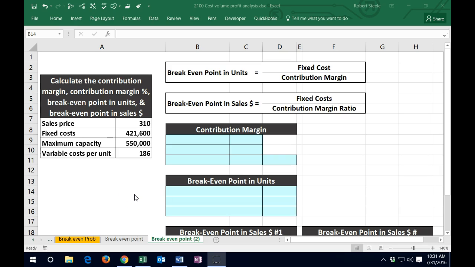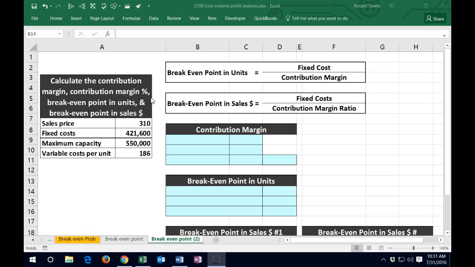Hello, in this lecture we're going to calculate the break-even point. We have two calculations for a break-even point. We have the break-even point in units, and the break-even point in terms of sales dollars, meaning that if we sell stuff, how many things do we need to sell in order to break even? And the other one being, if we sell stuff, how much in sales dollars would we pull in if we sold that number of units in order to break even?